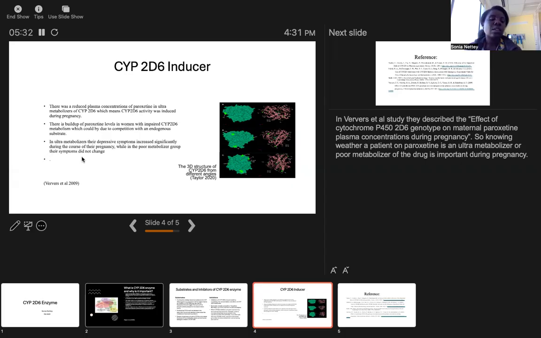So ultimately, ultra metabolizers of this enzyme saw more depressive symptoms during the course of their pregnancy, while the poor metabolizer groups did not see any change. So knowing whether a patient on paroxetine is an ultra metabolizer or poor metabolizer of the drug is important during pregnancy.